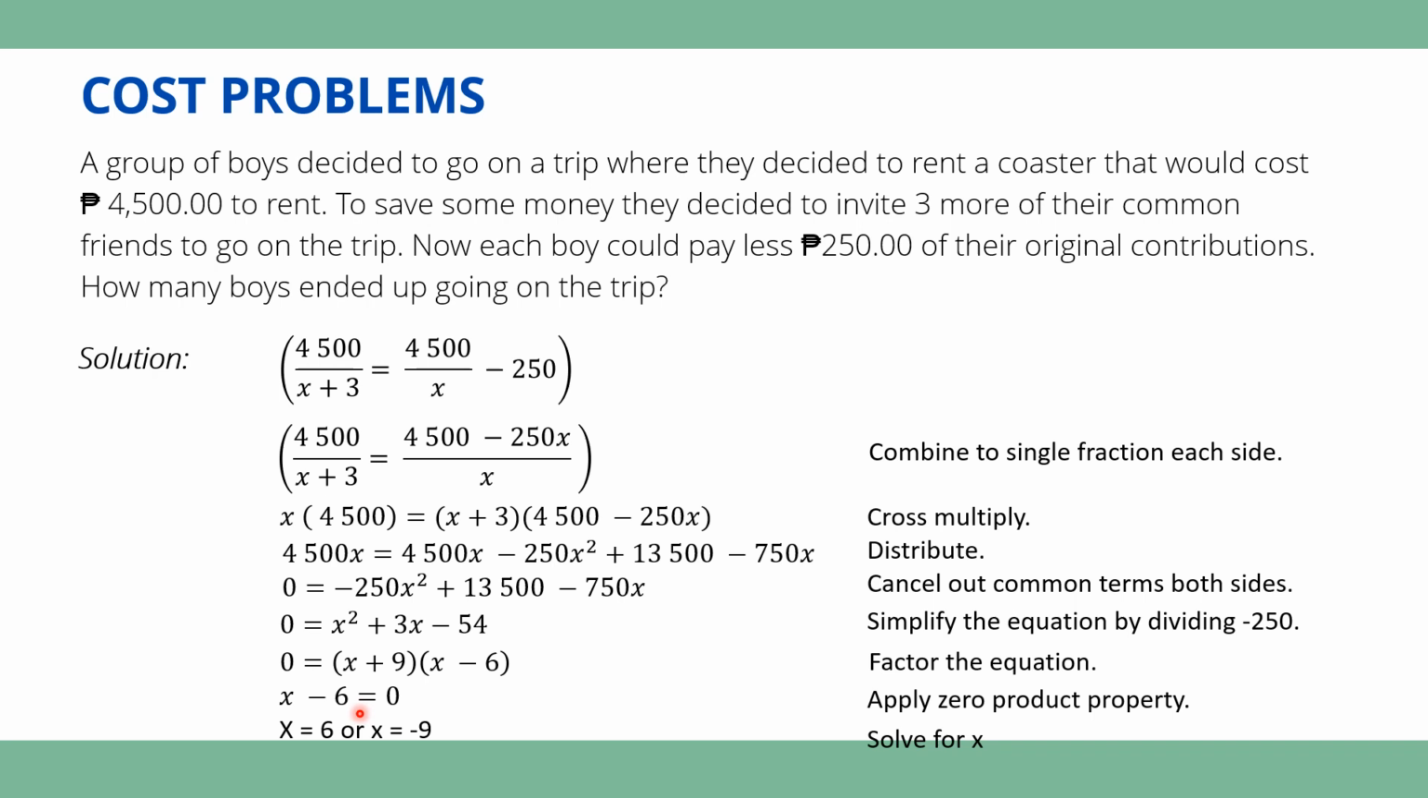However, for this case, ang kukunin lang po natin is yung x minus 6 equal to 0. Why? Kasi, hindi po pwede na magkaroon tayo ng negative answer. Wala namang negative boys. So, ang acceptable lang for this case is the x minus 6 equal to 0. So, x minus 6 equal to 0, solving for x, you will have x is equal to 6. While for x plus 9 equal to 0, magiging x is equal to negative 9. Eh, wala namang negative 9 boys. So, our answer will be 6 boys.